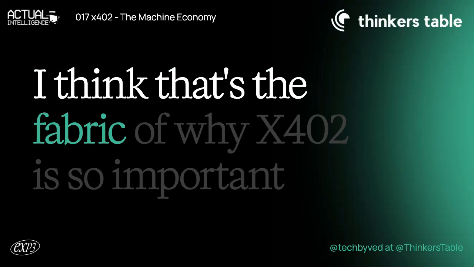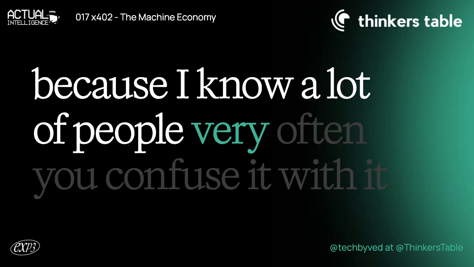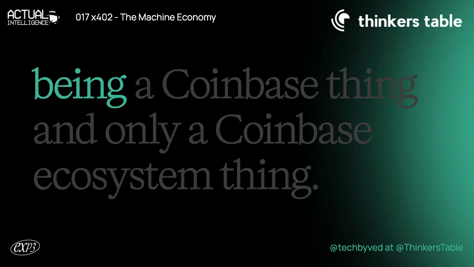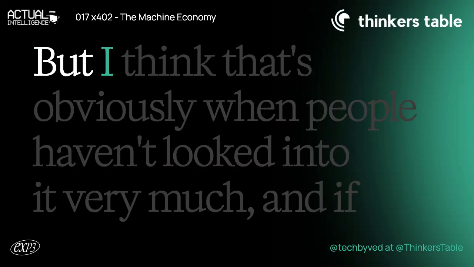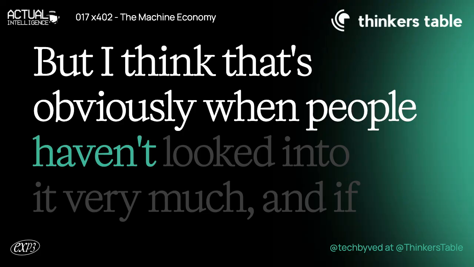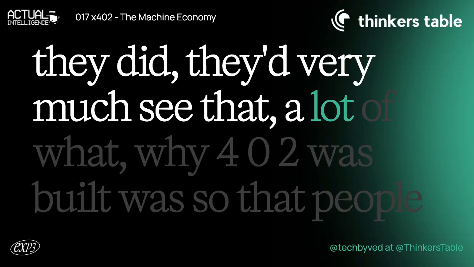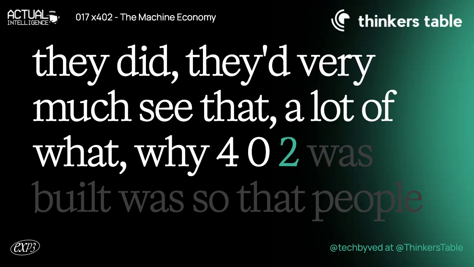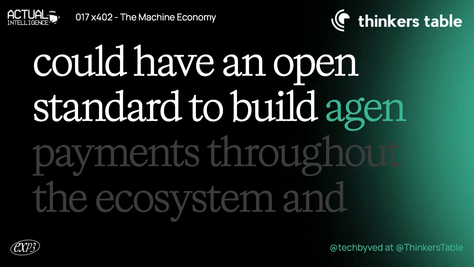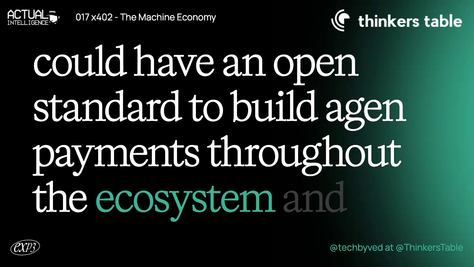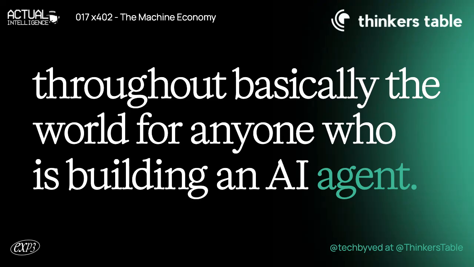I think that's the fabric of why x402 is so important, because I know a lot of people very often confuse it with it being a Coinbase thing and only a Coinbase ecosystem thing. But I think that's obviously when people haven't looked into it very much. And if they did, they'd very much see that a lot of what x402 was built for was so that people could have an open standard to build agentic payments throughout the ecosystem and throughout basically the world for anyone who is building an AI agent.